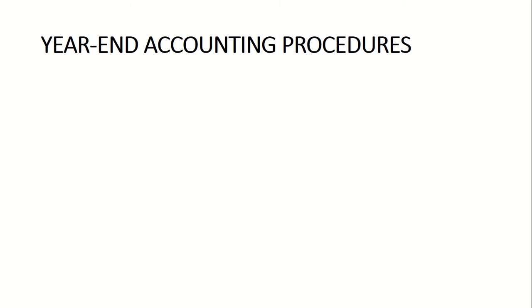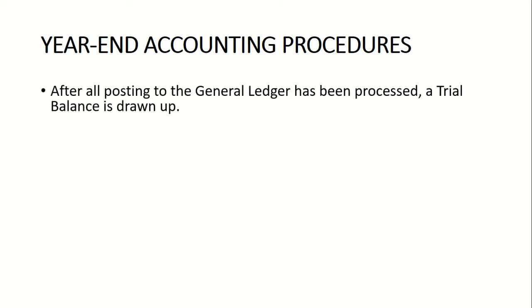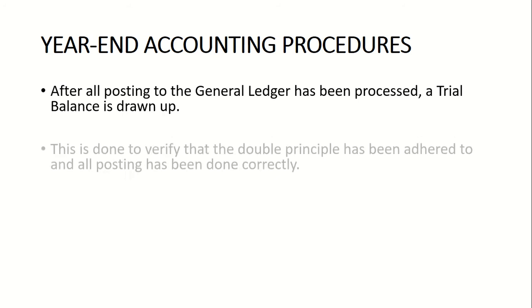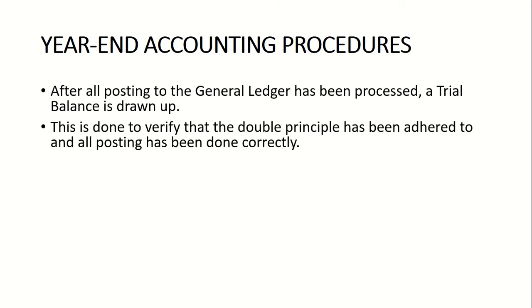Good morning, guys. Today we're going to be doing year-end accounting procedures. After all posting to the general ledger has been processed, a trial balance is drawn up. This is done to verify the double entry principle.